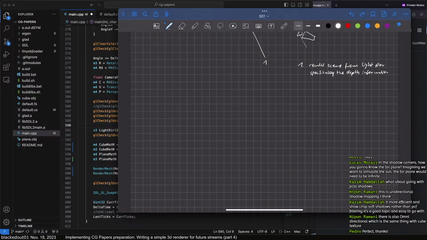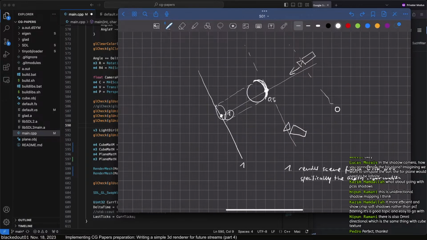So yeah, first of all, we need the camera position of the light. So we have to specify, even though the sun is very far away, we just put the light source at some distance.